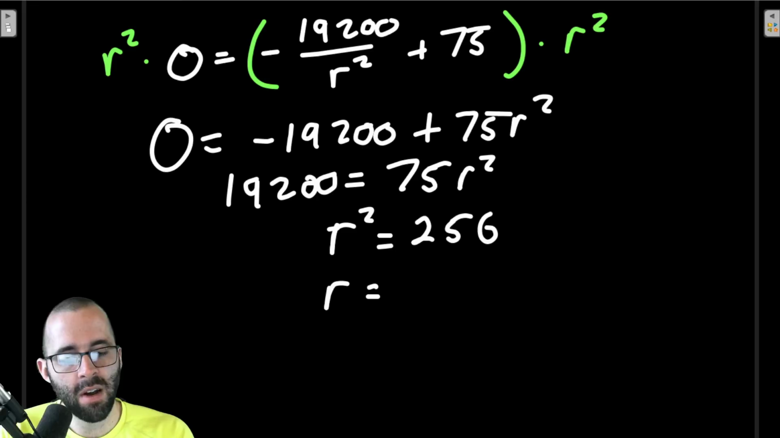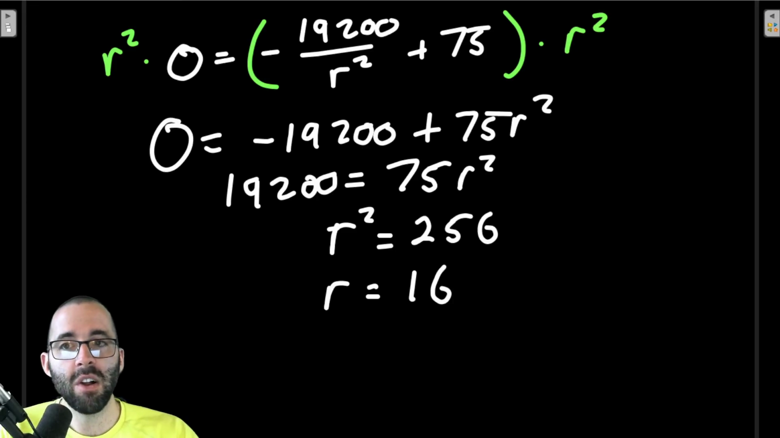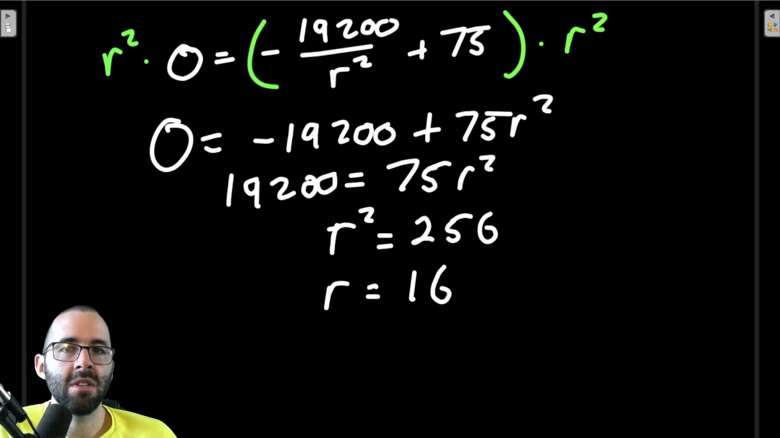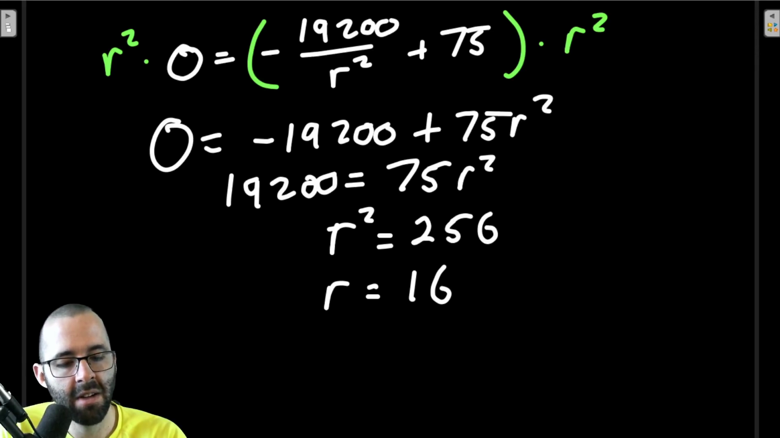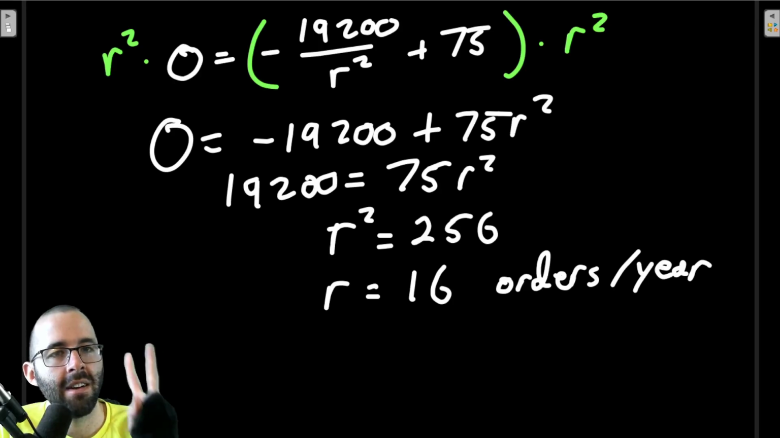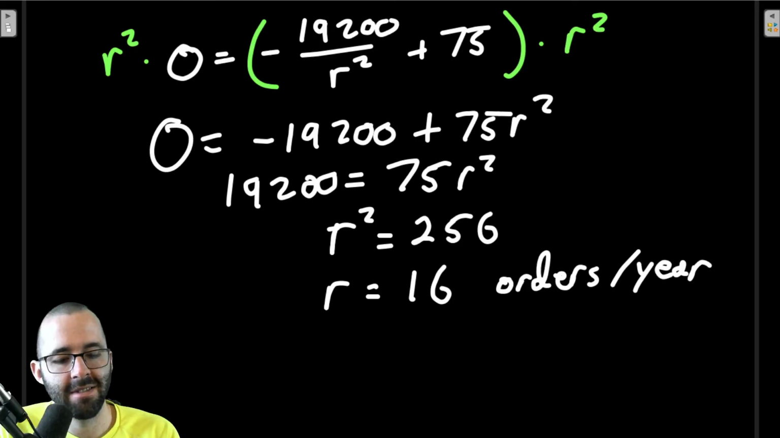So r, the number of orders we're going to make in the year, is no longer 8. In example 2, right? If we only had a demand of 1,200 cases, we ordered 8 times, and each order was for some amount. Now we're ordering 16 times in a year. 16 orders in a year. So if demand quadruples, the number of orders we have to make doubles.